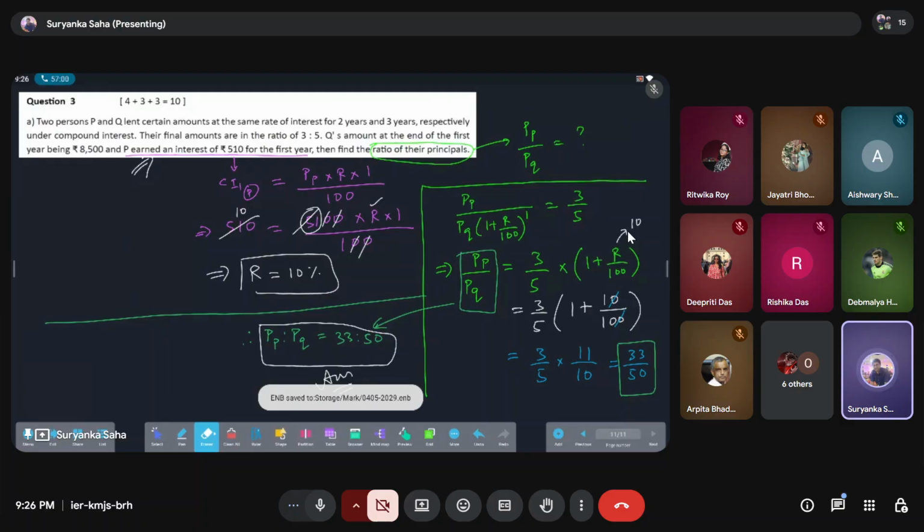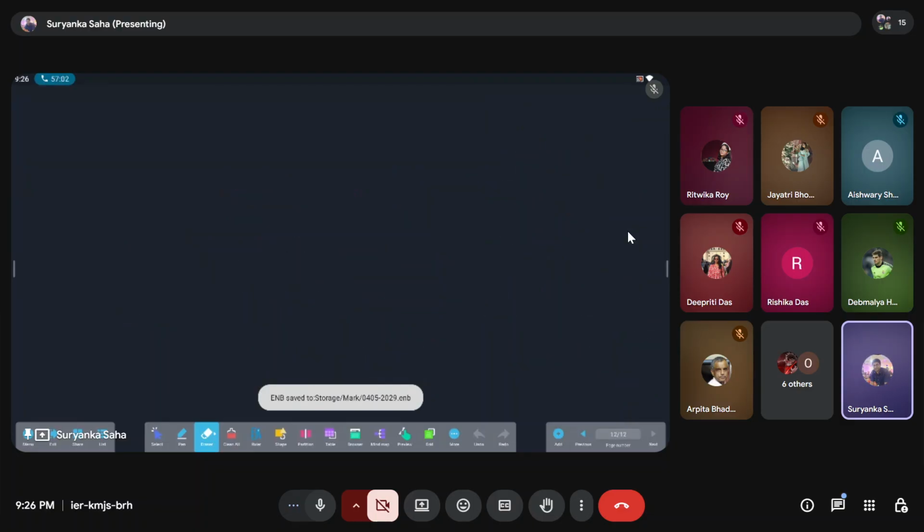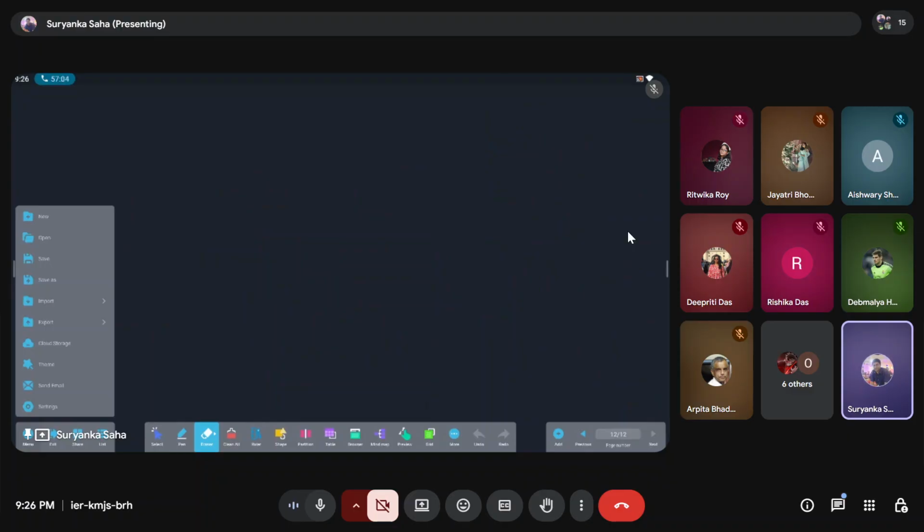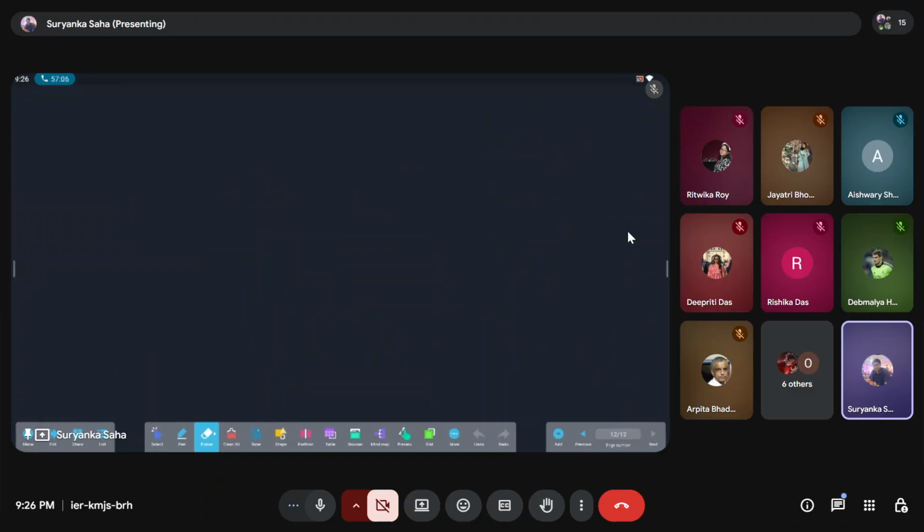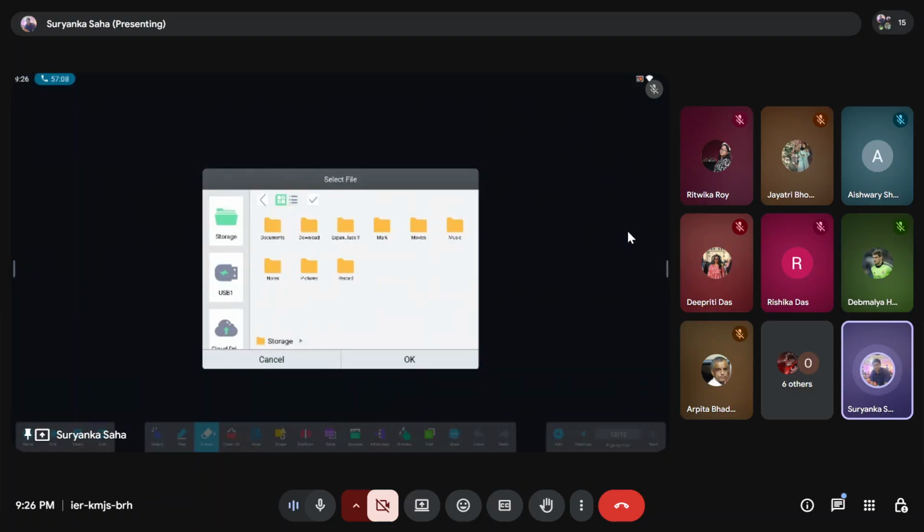Okay, chalo. Let me add a picture over here. Import image. এটা কত ছিল জানো? 3A. Now we'll go for 3B. 3B. Chalo, 3B. Chalo.